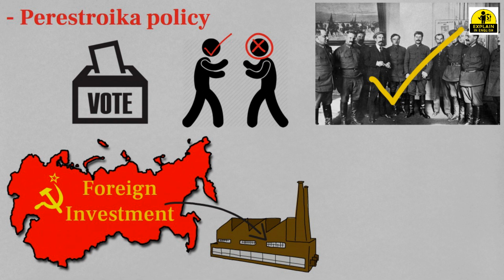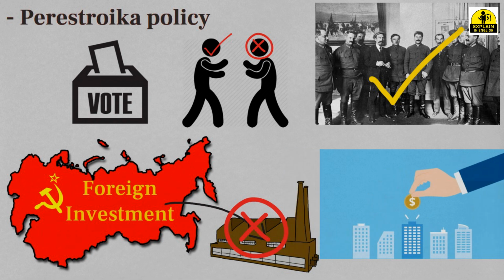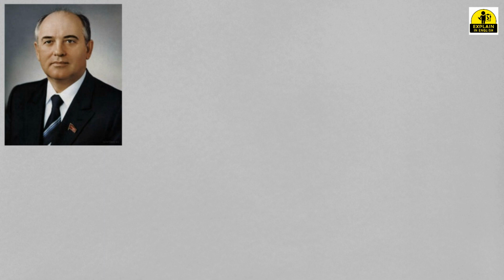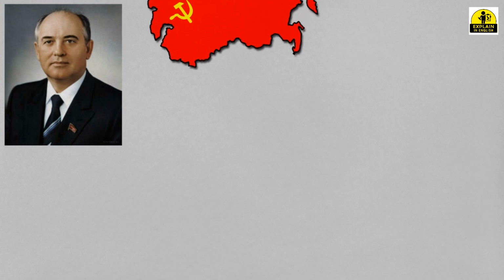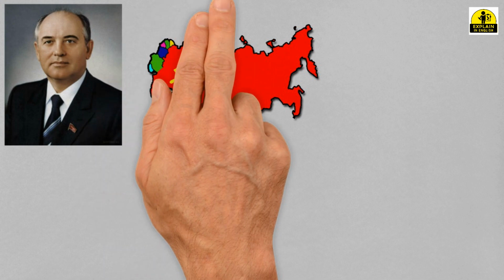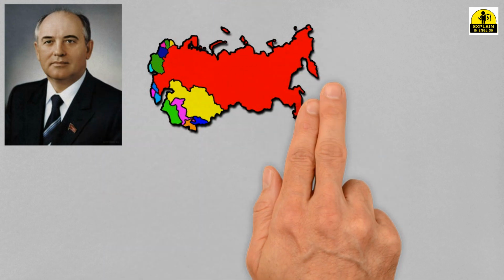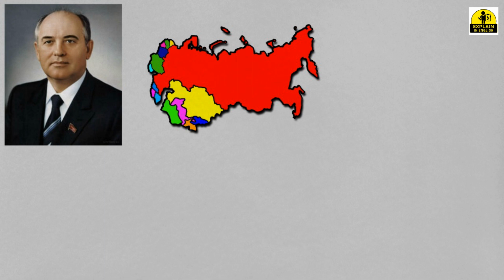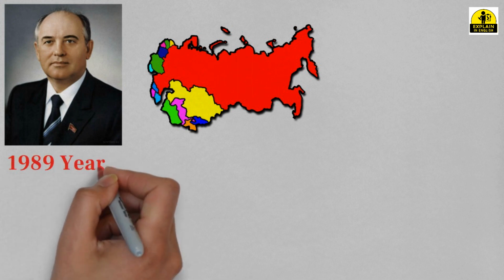Before this policy, the people of the USSR could not do their own business, but thanks to this policy, citizens were able to do private businesses. Mikhail Gorbachev instituted these two policies with the intention of restoring the USSR to its former status as a developed nation. Instead, this policy led to the collapse of the USSR. Let's learn what happened in 1989.